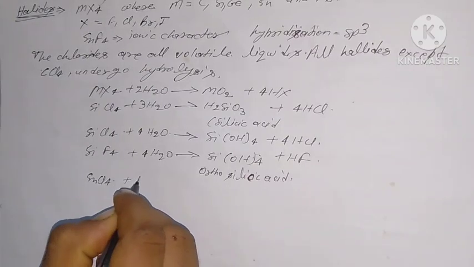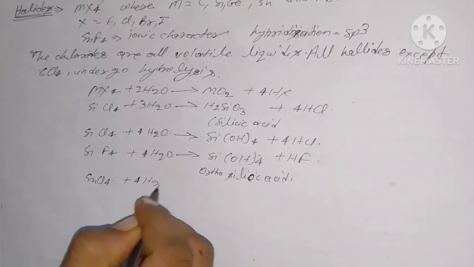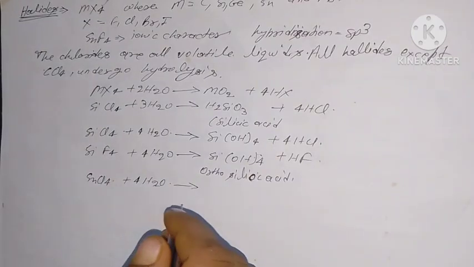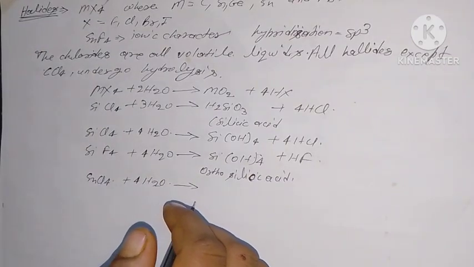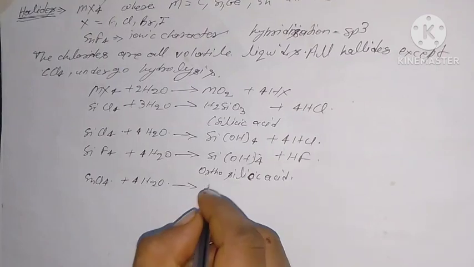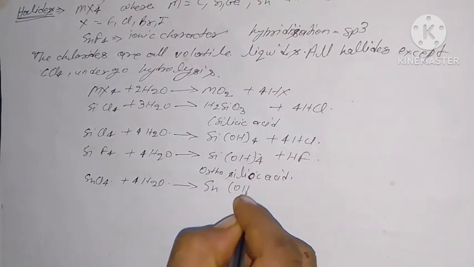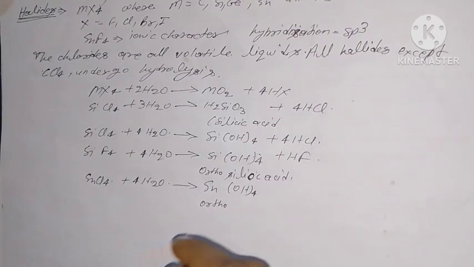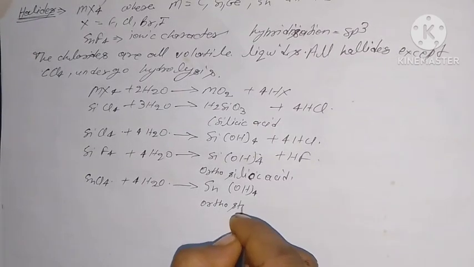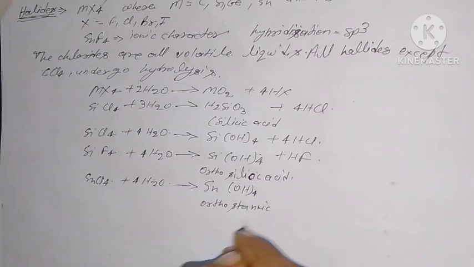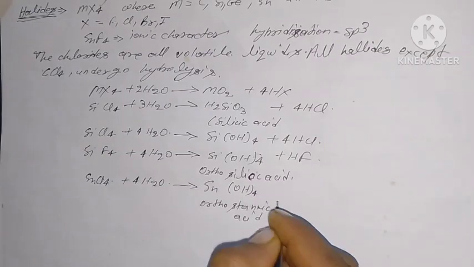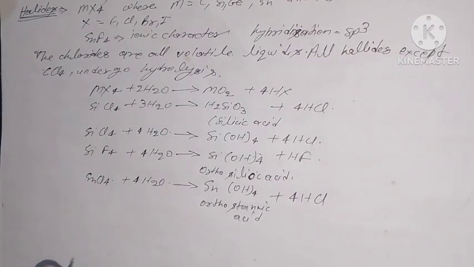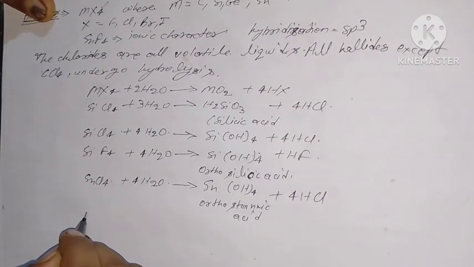Stannic tetrachloride is reacted with 4 molecules of water, that makes orthostannic acid, Sn(OH)4, orthostannic acid, plus 4HCl, hydrogen chloride.